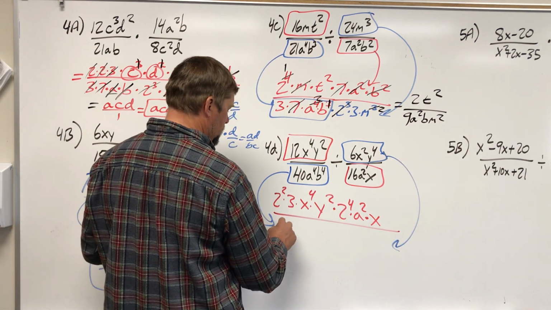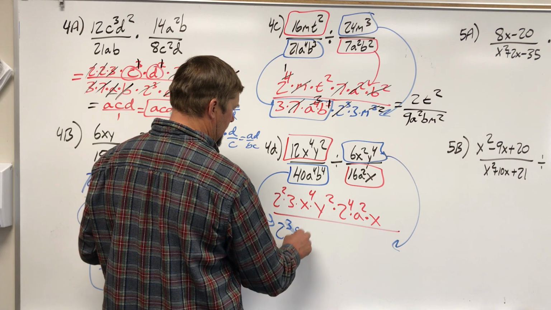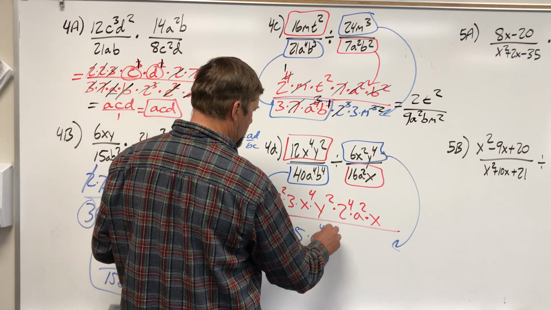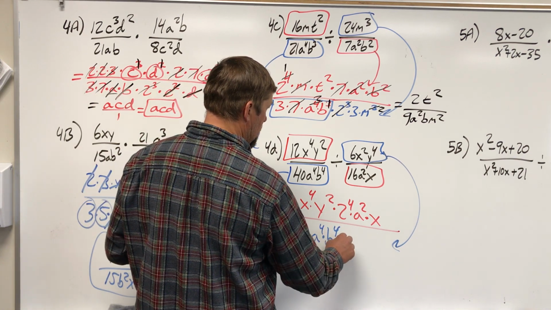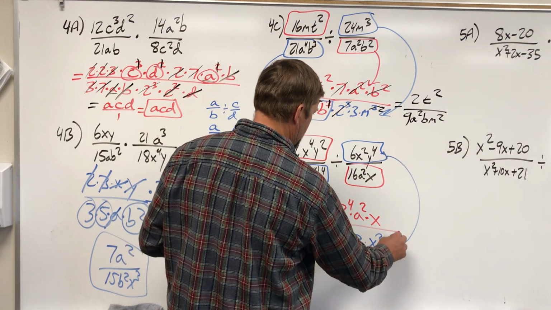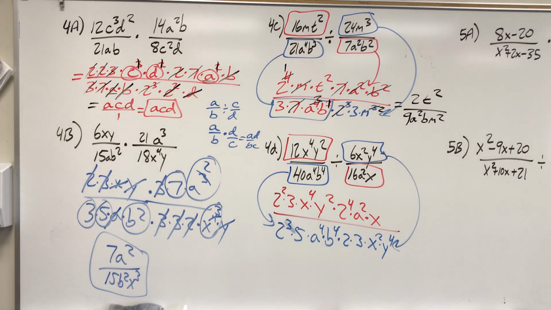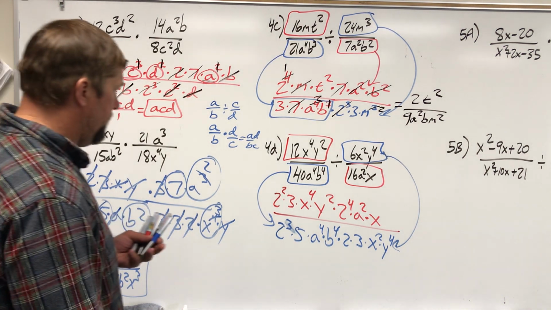I end up with 2 squared, let's see, no, that would be 8 times 5. So 2 cubed times 5 times a to the 4th, b to the 4th, times 2 times 3 times x squared times y to the 4th. Okay, so lots of factors there. We just need to make sure we are careful.